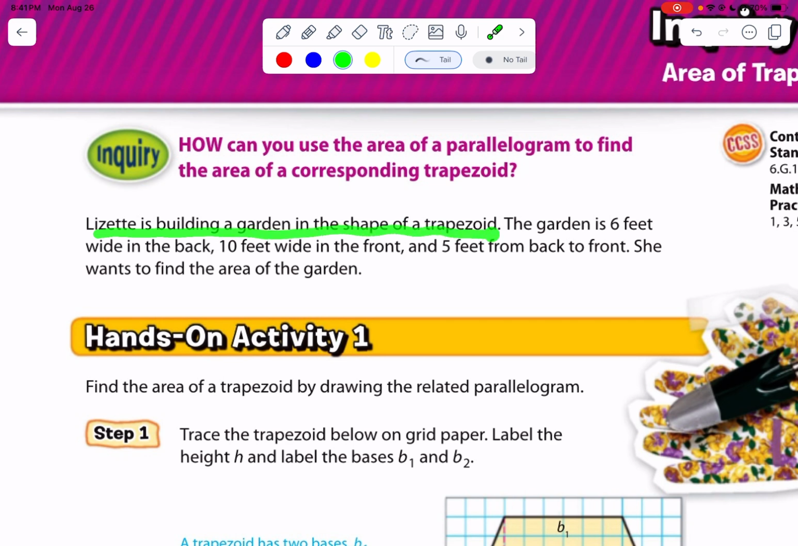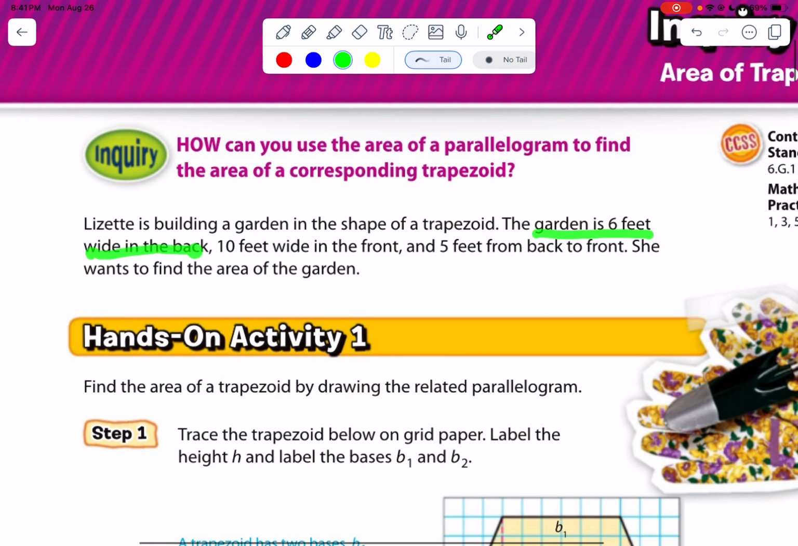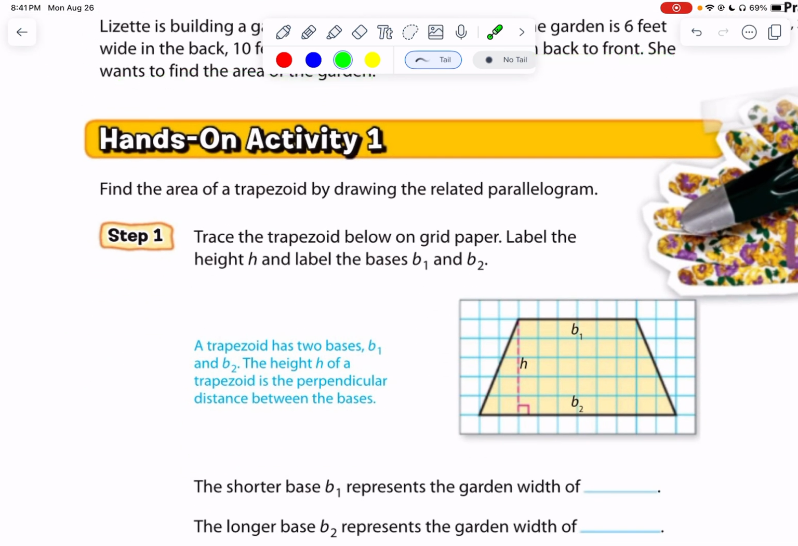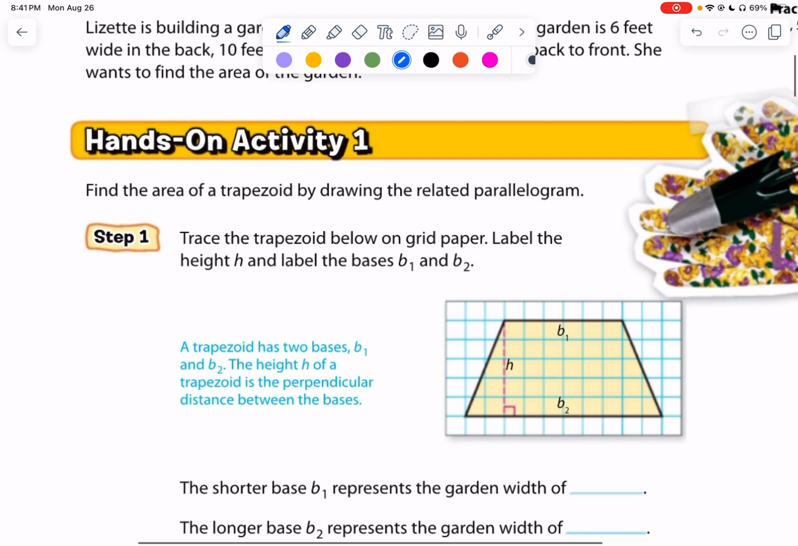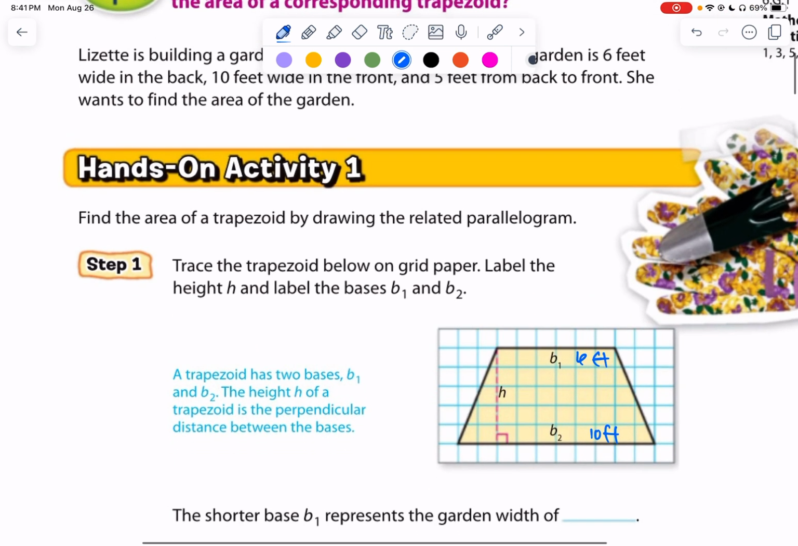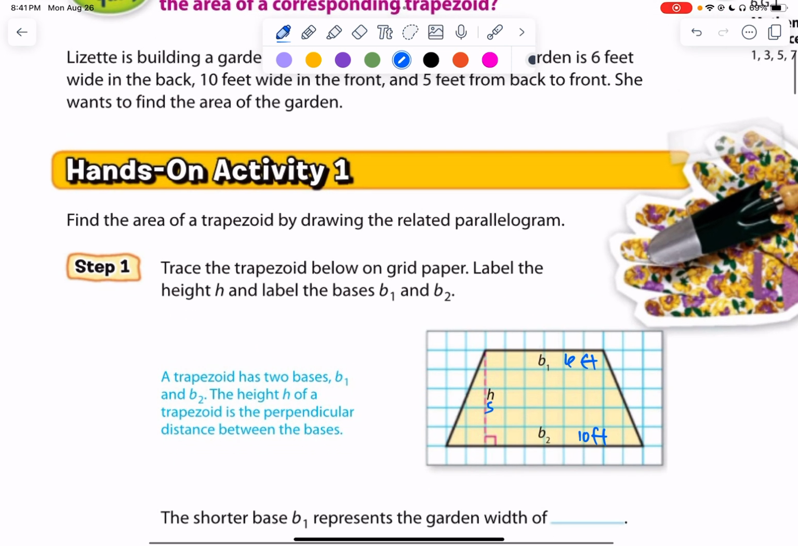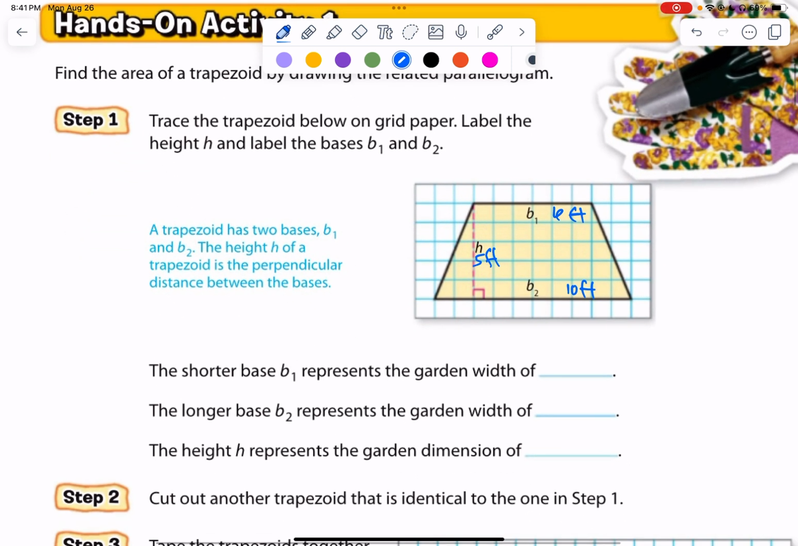Lizette is building a garden in the shape of a trapezoid. The garden is 6 feet wide in the back and 10 feet wide in the front and 5 feet wide from back to front. She wants to find the area of the garden. All right, so if I labeled this 6 feet wide in the back, 10 feet wide in the front, and 5 feet from front to back, that would be the height of the trapezoid, right? 5 feet.